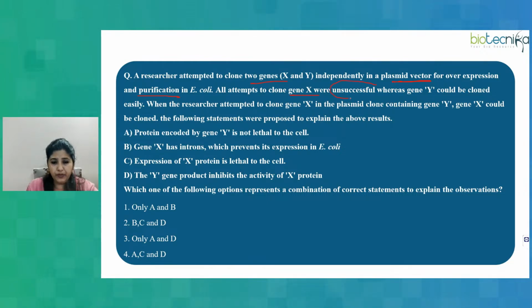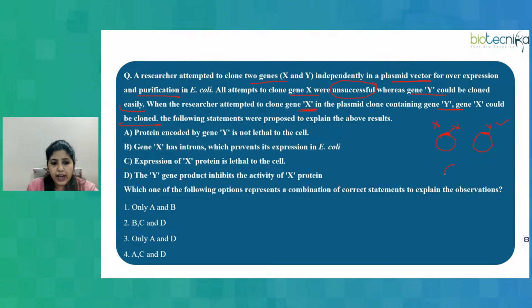This is important information. Whereas gene Y could be cloned easily, that means successful. Now, when the researcher attempted to clone gene X in the plasmid clone containing gene Y, gene X could be cloned. So, initially, the researcher was trying to clone the genes independently, X and Y. This was unsuccessful. This was successful.